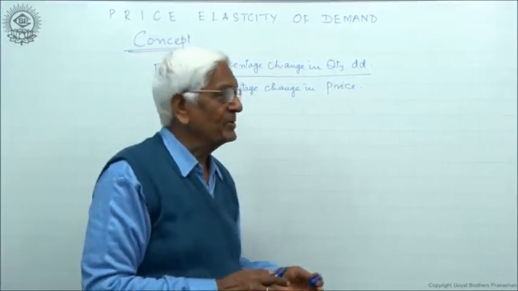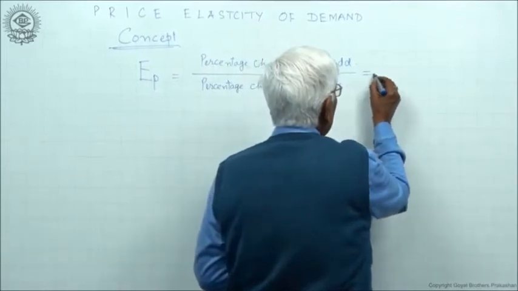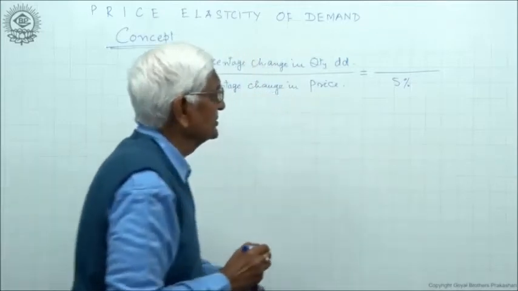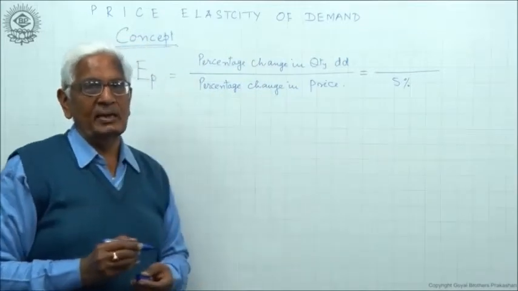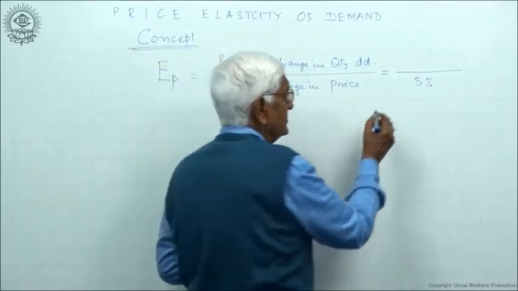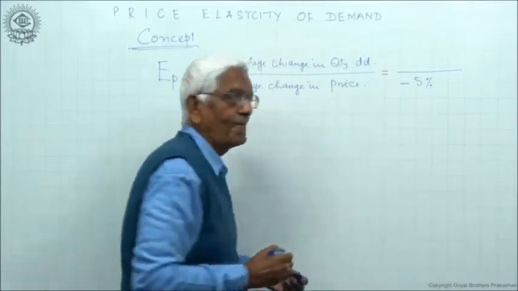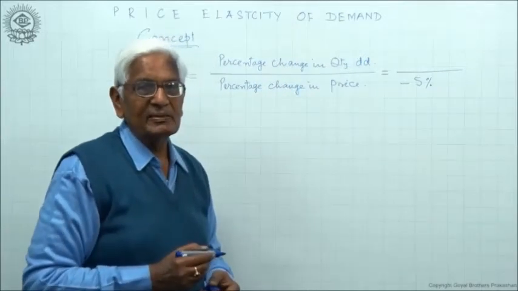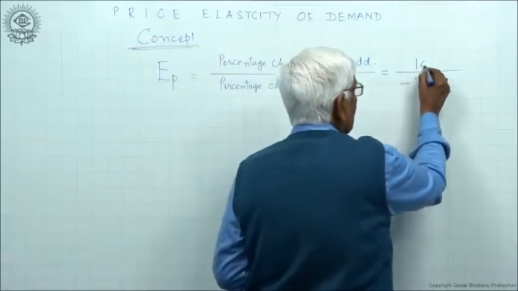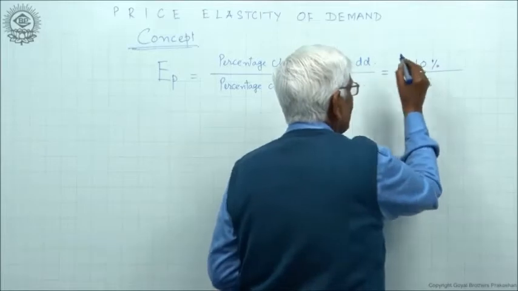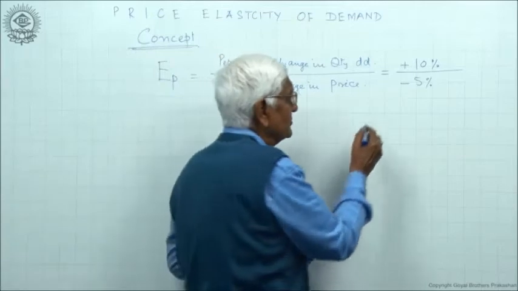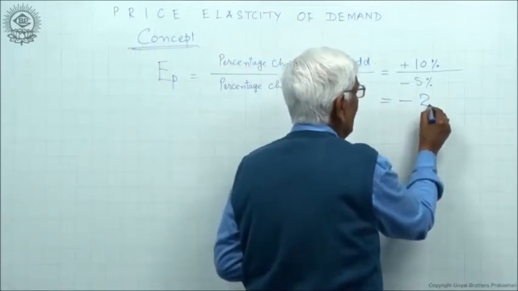Take a very small example. Suppose there is 5% change in price. कीमत 5% घट गई. Now घट गई का मतलब माइनस, जिसकी वजह से डिमांड 10% बढ़ गई. मान लीजिए 10%, let us say plus. Obviously, the answer would be -2.